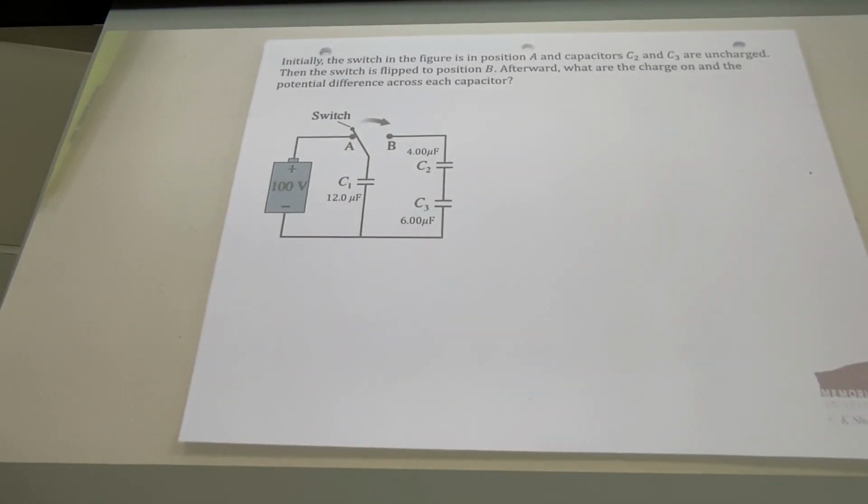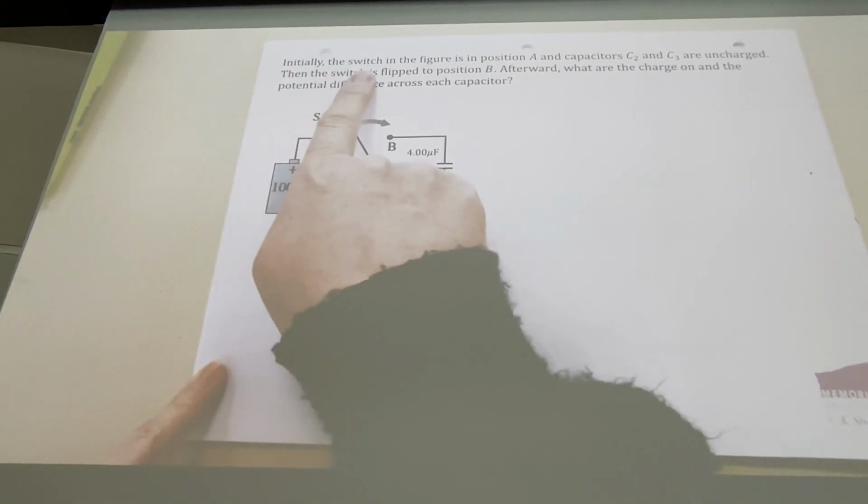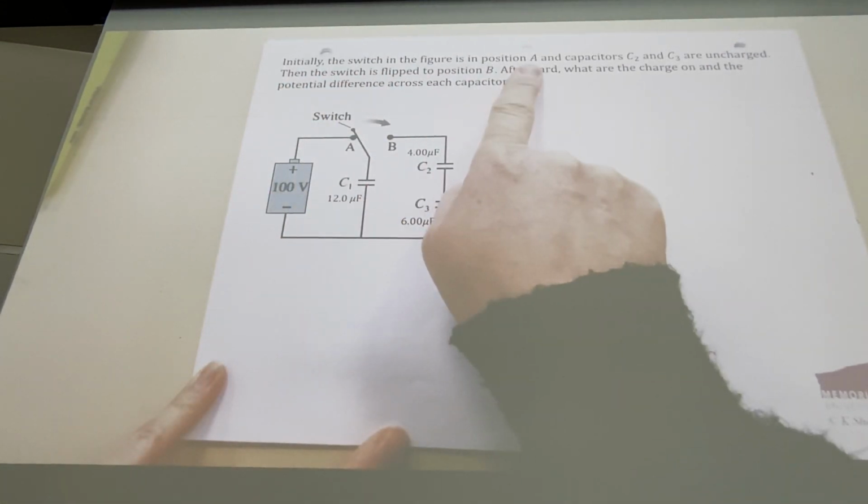So I picked this example because it sort of looks hard. There's a switch in it, and you have to think about what happens in this problem. You really have to think carefully about the physics of the problem. The algebra is not difficult, but the idea of the things that happen could be a little bit more difficult. So let's go through it step by step, and we'll think about the charge and the potential and the capacitances as we go. So it says initially the switch in the figure is in position A.